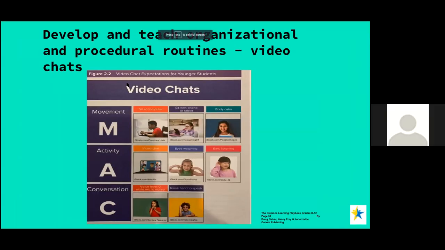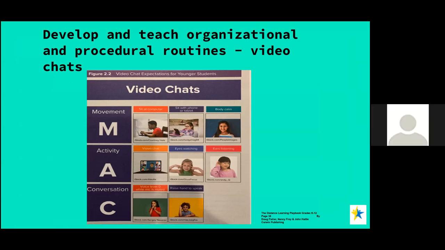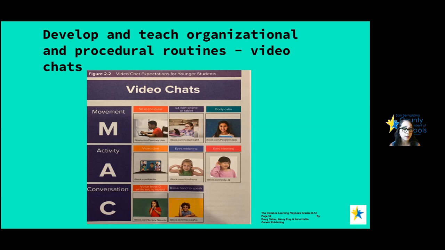Okay, now we've talked more about secondary, but this is for elementary teachers. You can also talk to your students about those agreements in terms of the video chats. This is what we found, where they do the MAC, where they talk about the movement, like sitting at the computer, sitting with their phone or tablet, and the activities, like using their eyes for watching and ears for listening. The bottom talks about the conversation noise level zero while the mic is muted, and raising their hand to speak. So those are just some examples, and you might build your own visuals with your own agreements with your students.